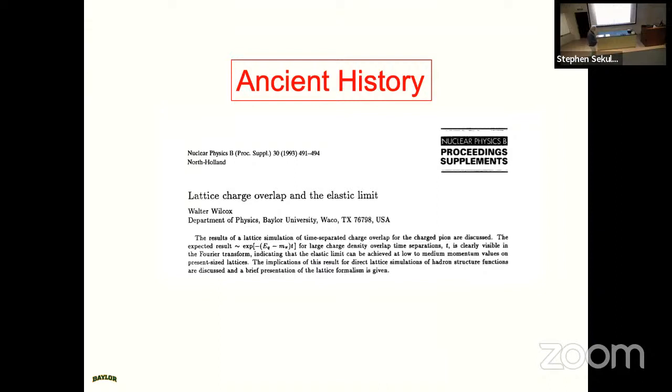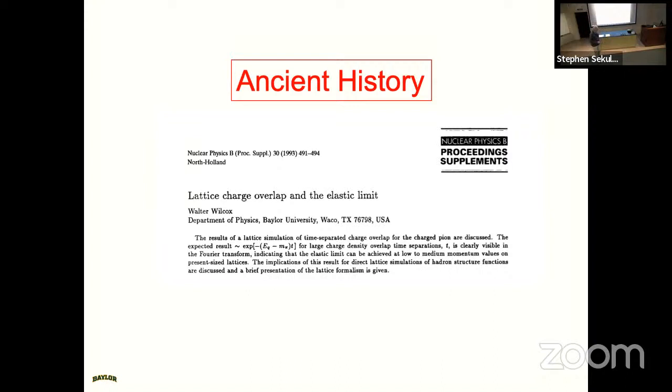Okay, let's start off with some ancient history. Here's a paper I wrote in 1992. It's in the main proceedings for Lattice QCD, which used to be paper, Nuclear Physics proceedings, and I was doing what is called charge overlap measurements. So you have particles on either side, time side of your lattice. In between, you have charge density operators. By moving these things around, you can measure things.